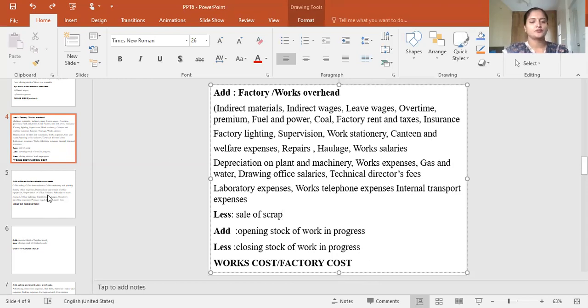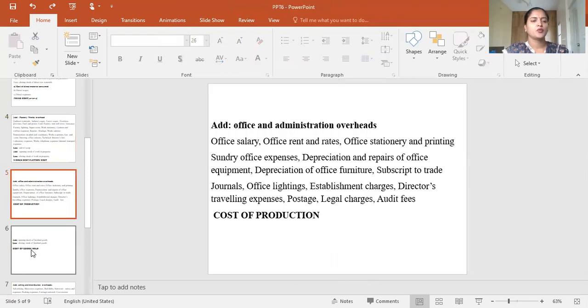Okay, and now let us move on to the next slide. That is, after getting the factory cost or the works cost, for that we should add office and administration overheads.